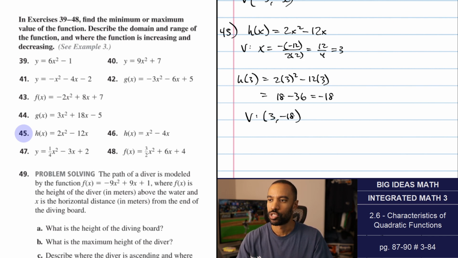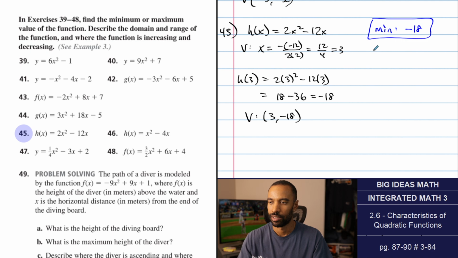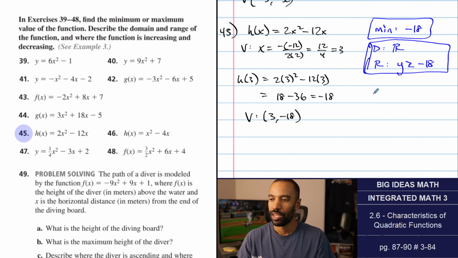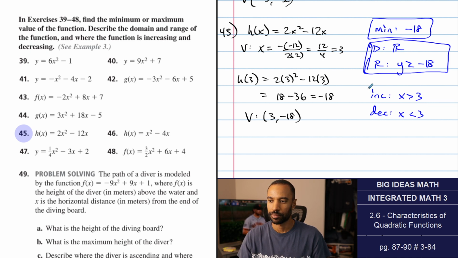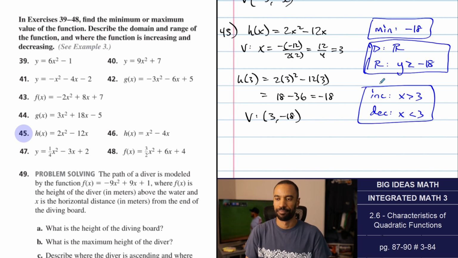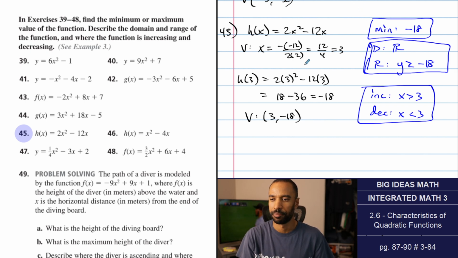Okay, so we got an upward-facing graph. That means we have a minimum. The minimum is negative 18. The domain, all real numbers. The range, y is greater than or equal to negative 18. Box that up. We're increasing after the 3, and we were decreasing leading up to the 3. Okay. Sorry about that zero talk.